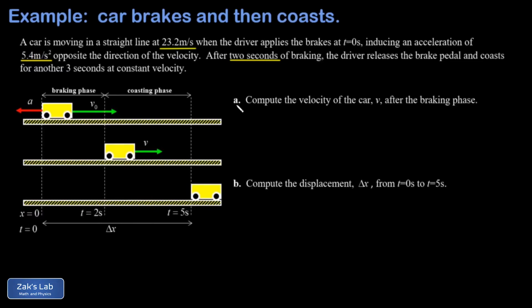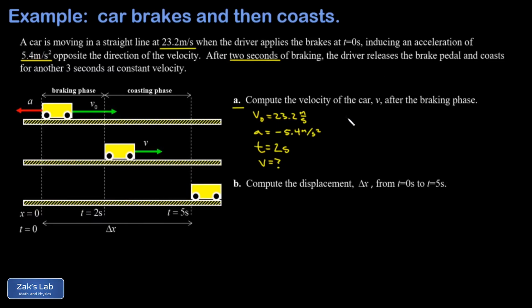In part A, we're looking for the velocity of the car after the braking phase. So I have an initial velocity, I have a known acceleration, and I have to be careful about the signs here. If I'm using positive for the direction of the velocity, then the acceleration is surely negative. And then I have a time for this process. I was told this happens for 2 seconds. And then I'm looking for the final velocity at the end of that process.